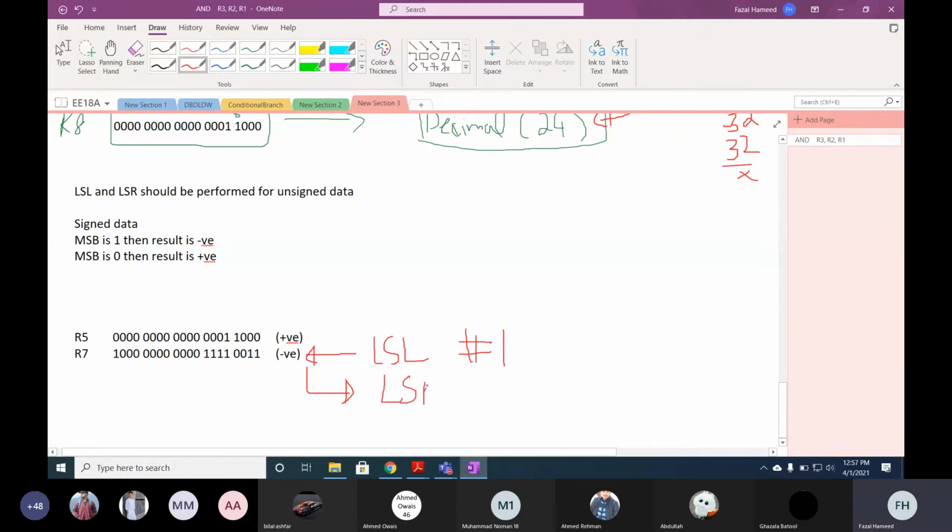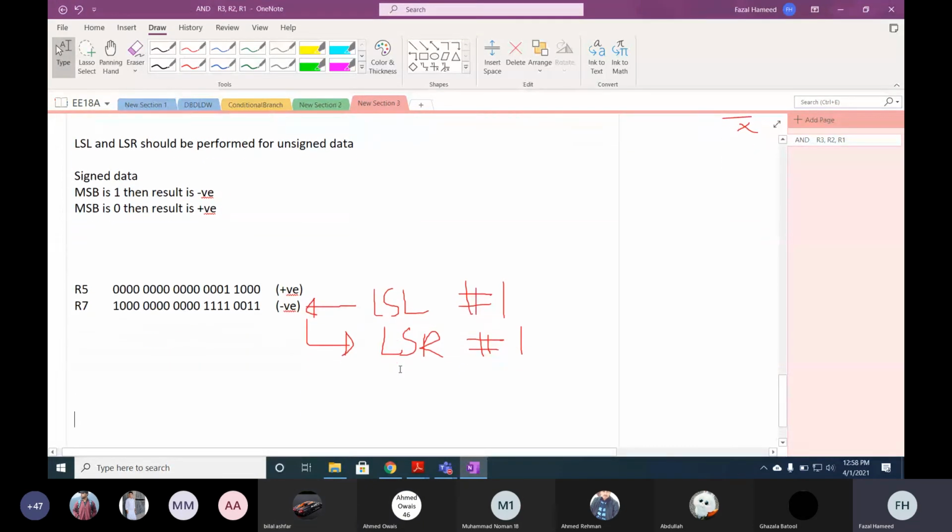logical shift right by 1, what is the problem? The last bit will be discarded, and a 0 will be inserted. When a 0 is inserted, the negative number will become a positive number. Am I right or not? Yes sir. So to perform this operation properly, you do the arithmetic shift right.